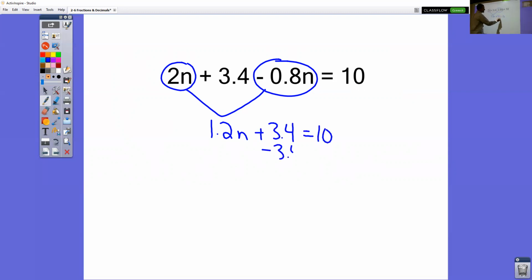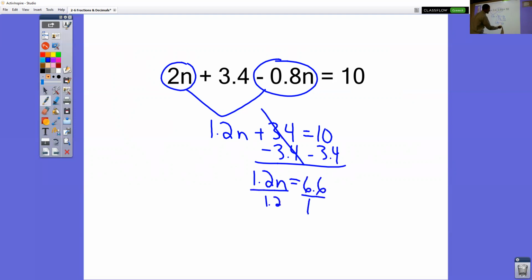Now it's just a two-step equation, so minus 3.4 and minus 3.4. So we have 1.2n equals 6.6. Divide by 1.2, divide by 1.2, you end up with n equals 5.5.